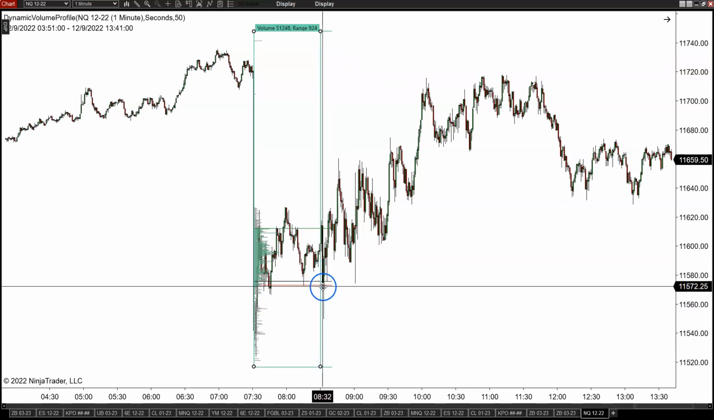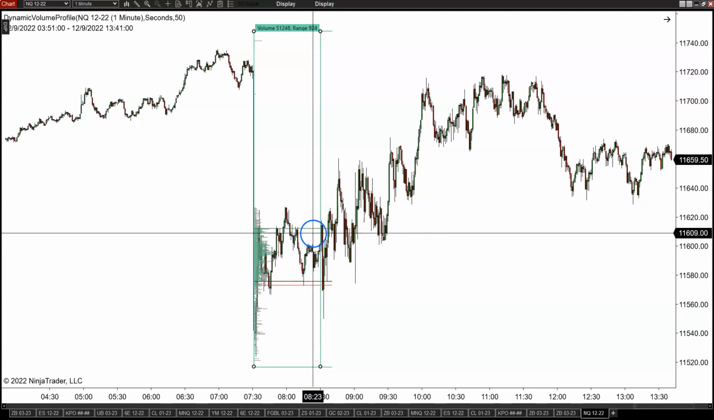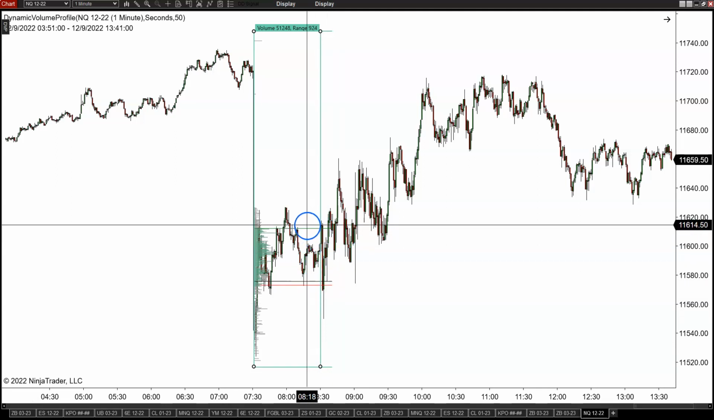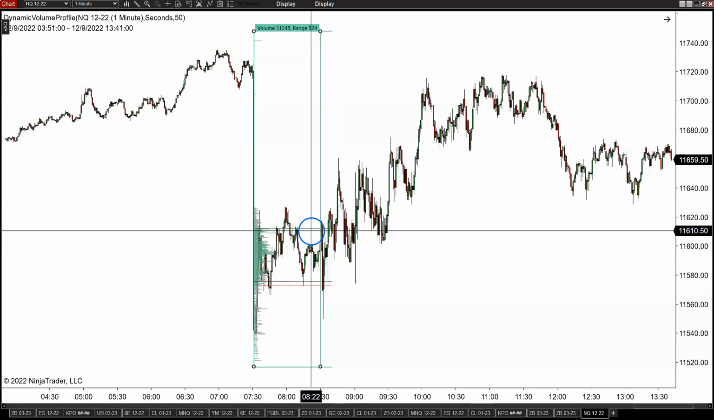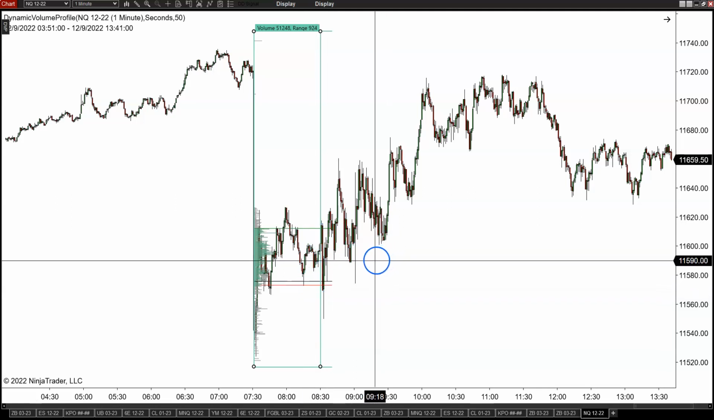Okay, I've got a couple of levels here. You can see value area high, value area low. That's this line right here. This is the value area low, this is value area high. This is the point of control. What I'm going to be looking for is to the right side of the market.